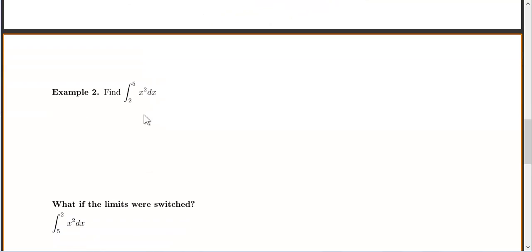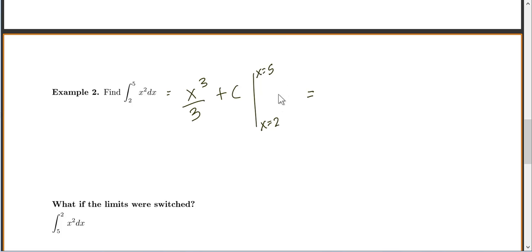So let's see how this actually works. Find the integral from 2 to 5 of x squared. To do this, first we take the actual antiderivative. For x squared, we raise the power by 1 and divide by 3. Don't forget your plus c. Then we draw this really long line and say we're evaluating from x equals 2 to x equals 5.